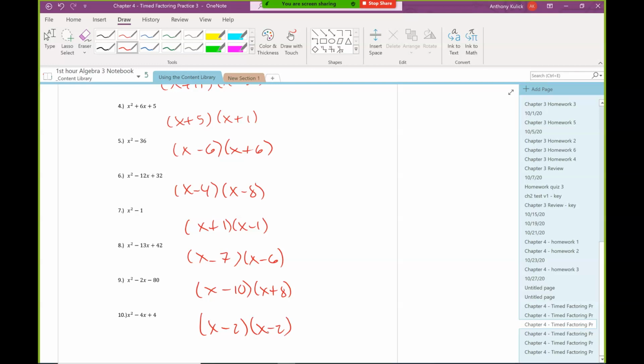It does not. So the order in which you write the two factors doesn't matter. You have to have the same two factors, but which one is which doesn't matter. But like for number 9, you definitely have to have a minus 10 and a plus 8. You couldn't have a minus 8 and a plus 10. But which factor comes first does not matter.